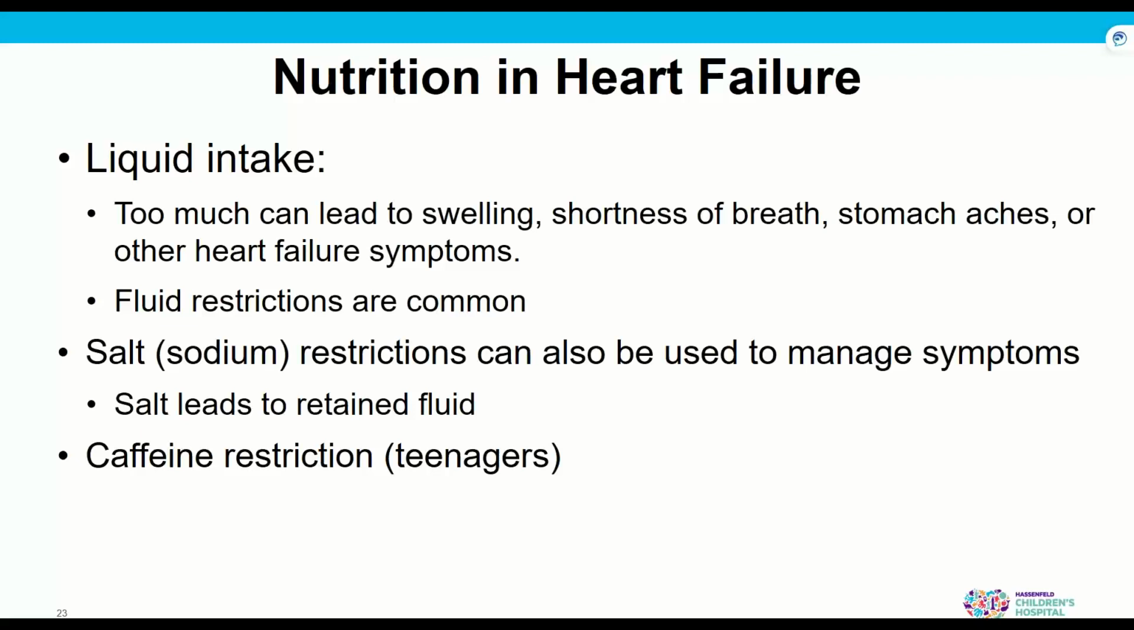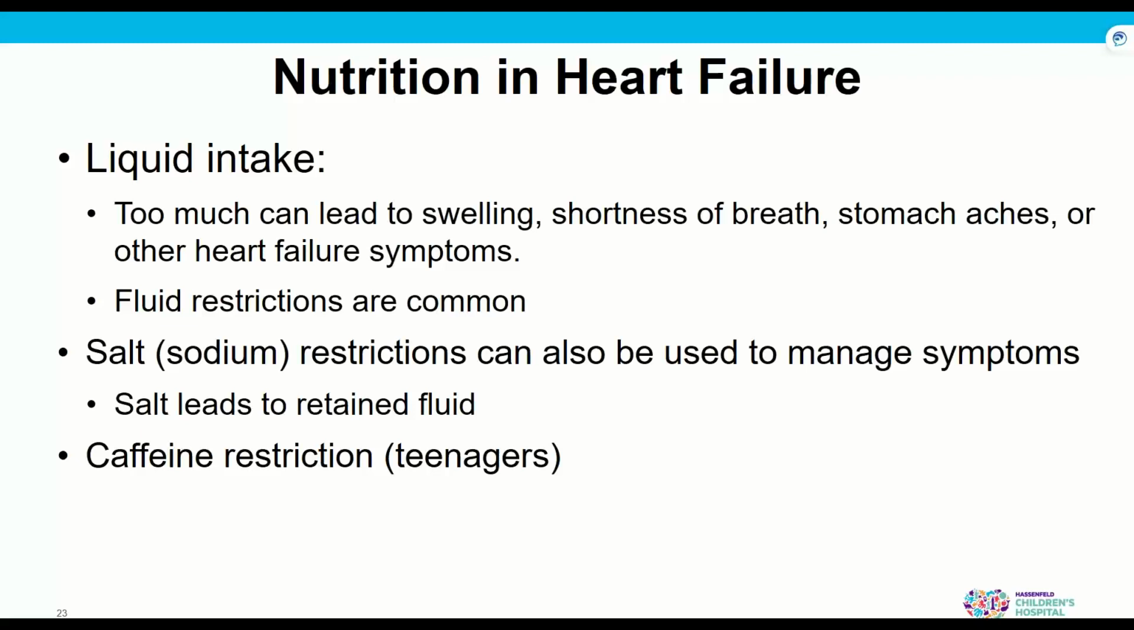Salt or sodium, we commonly will restrict for patients with severe heart failure because salt basically goes with fluids. So if you have increased salt in your diet, it causes your body to resorb or take in more fluid, which can lead to swelling. So salt restriction is something also we focus on, and we have our dietitians work with families to understand exactly how much salt is safe.